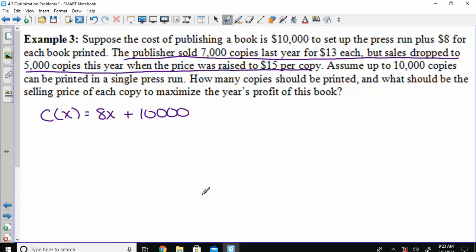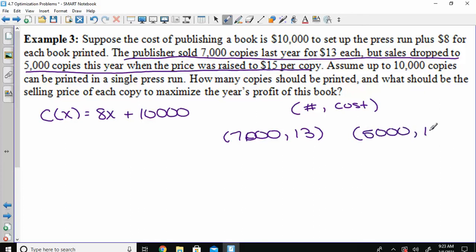So let's come back to this piece. This is essentially giving me ordered pairs. When we set this up, x was the number of books, and my y here was the cost. So when I write those ordered pairs, I need to make sure I keep x and y in the correct spot. So what would my first ordered pair be? 7,000, 13. Second ordered pair would be 5,000, 15.